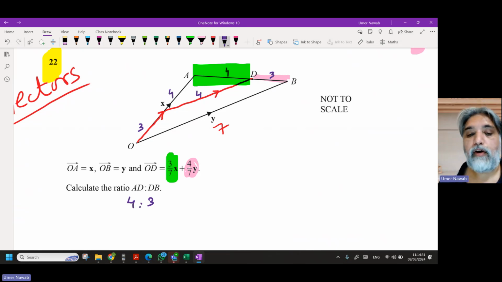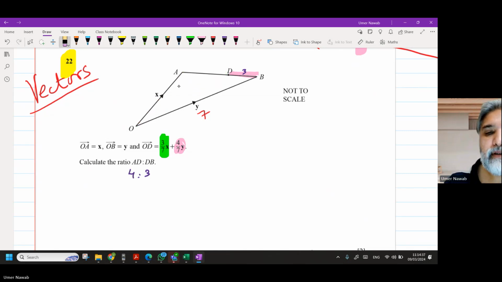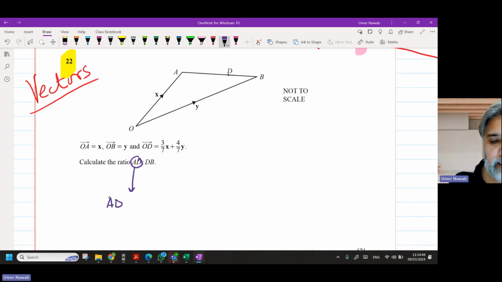This is the direct way of reaching this question. If a student says, no, Mr. Omar, can you explain it in a different way? I have a different way as well. Let me explain it to you in a different way. I want AD. So could you please find your AD vector? So AD is equal to OD minus OA. This is the rule, guys. Whenever you want to find AD, it is equal to OD minus OA.